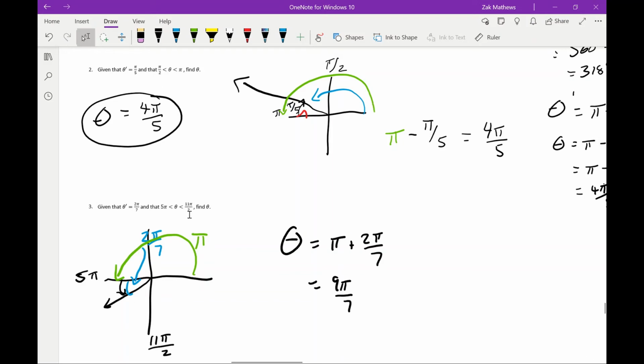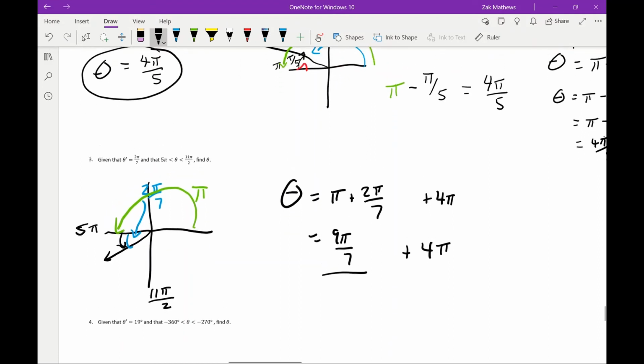So remember when we were counting out that 5 pi, how many full rotations did we need to make? 2 pi is 1 rotation, 4 pi would be 2 rotations, so we went 2 full rotations before we went that extra amount. So 2 full rotations would be an additional 4 pi that we need to add to this thing. Alternatively, what you could do is get to that 9 pi over 7 and just start adding 2 pi's till you get to the correct region.